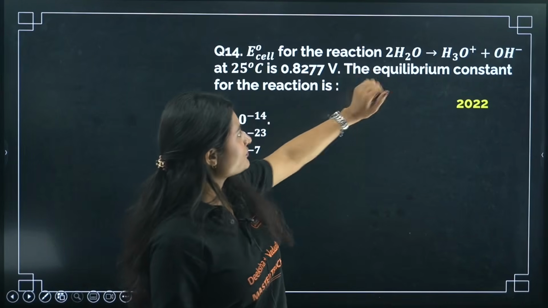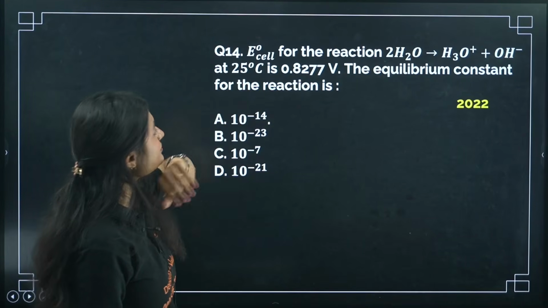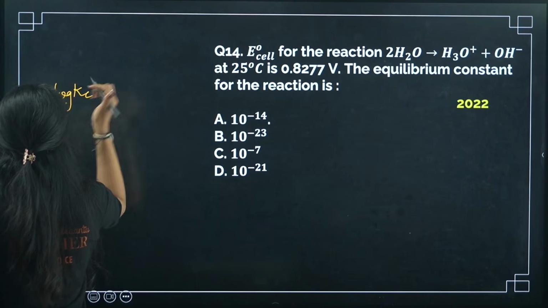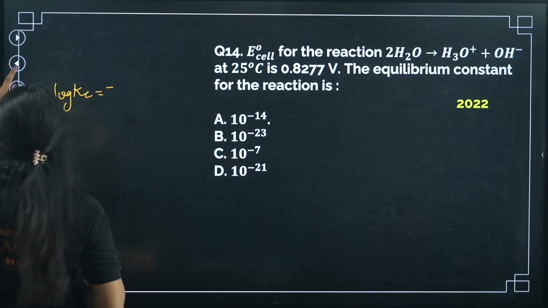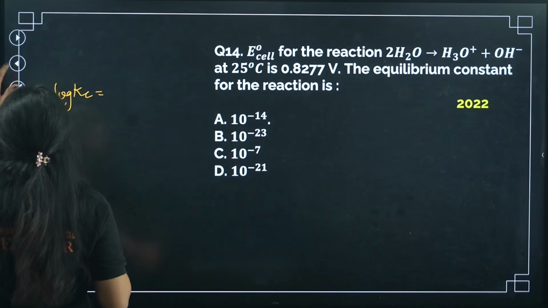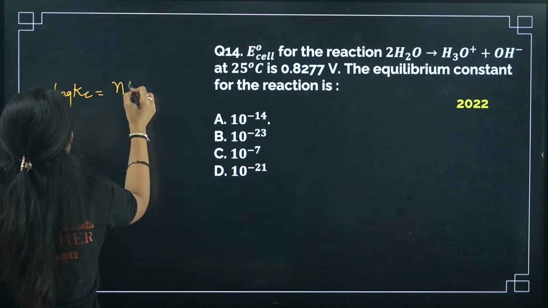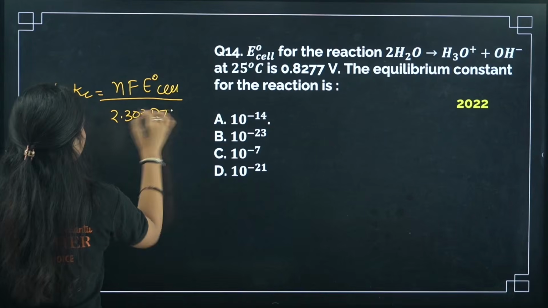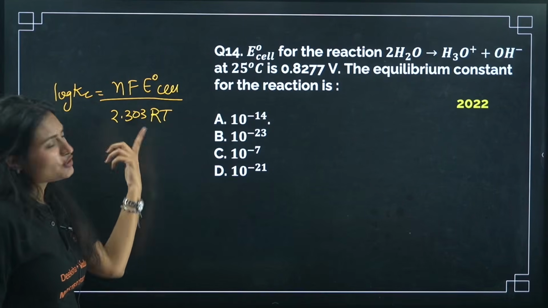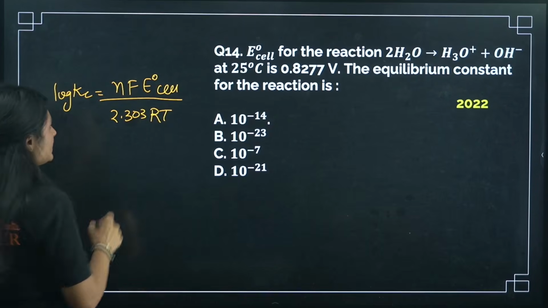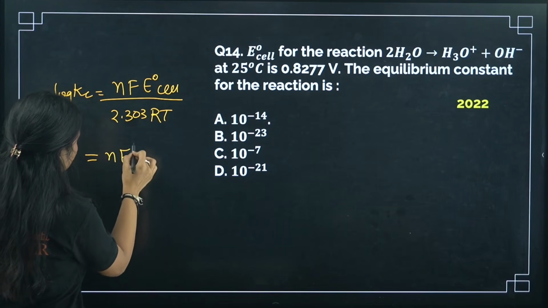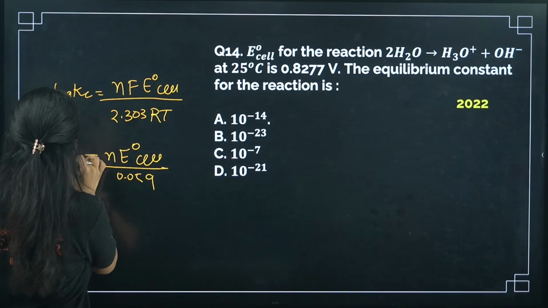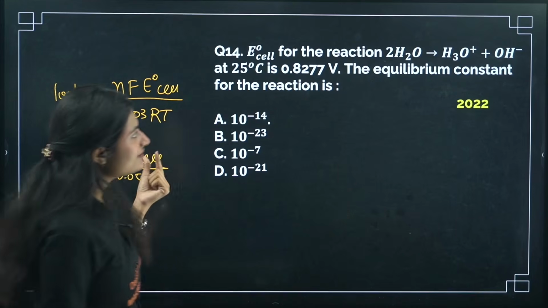We have this reaction that is happening here. The E0 cell is given. The equilibrium constant we need to find for this reaction. Again, very simple. Log Kc will be equal to nFE0 cell by 2.303 RT. Now because we are talking at E0, these all things are constant standard values, so we'll write simply as n E0 cell by 0.059, log Kc.